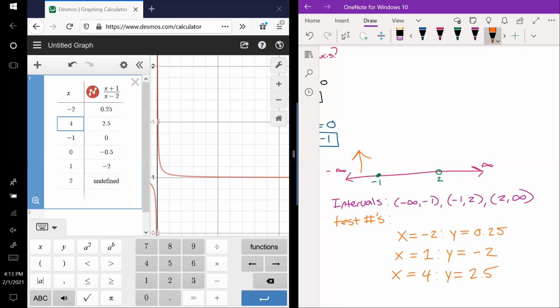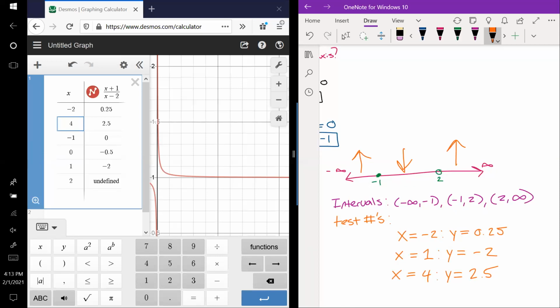And then we picked the next interval, -1 to 2. We picked a test number between there, and we got a negative output. This means that no matter what number you choose between -1 and 2, your Y values will always be below the X axis. And then, do you believe in patterns? Sure, right? The last output was positive, meaning that no matter what X value you pick from 2 to infinity, your Y value is always going to be positive, which means we will be above the X axis.